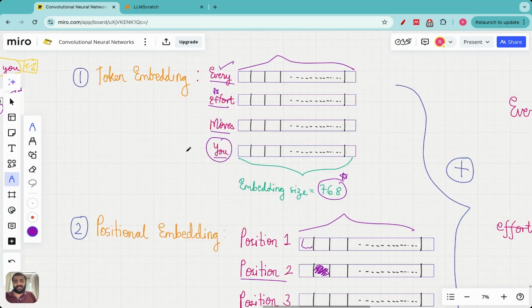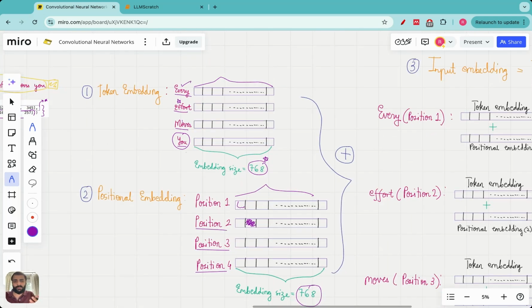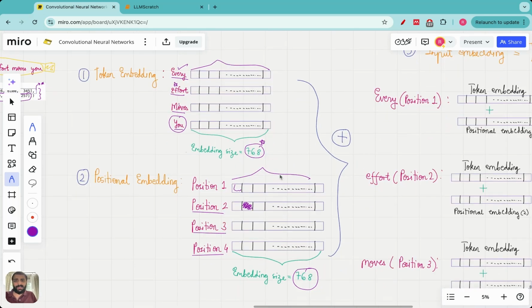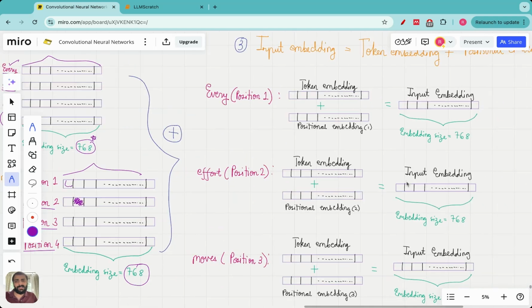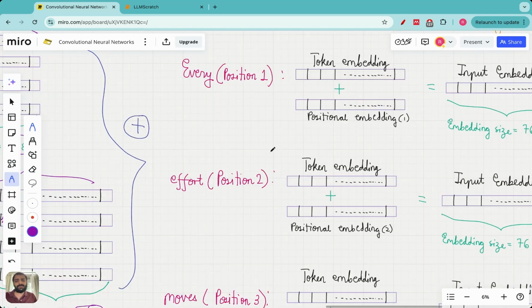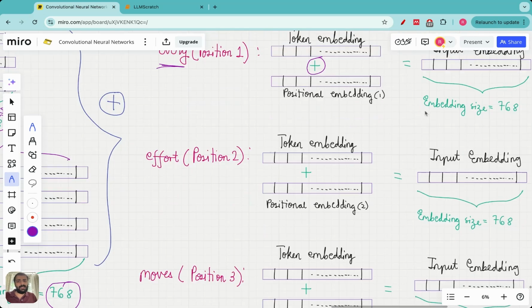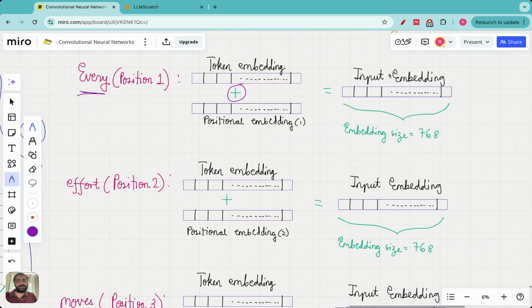token embedding. And the reason for this is, in the third step, what we are going to do is that we are going to add the token embedding for each token along with the positional embedding. So if you go to step number 3, which is seen on the screen right now, let me zoom in further. For the first word, which is every, it's in position 1. So we are going to take the token embedding for every and we are going to add it with the positional embedding for the first position. And the result is the input embedding for the first token. So since the token embedding and positional embedding have the same dimensions, the input embedding also has the dimension of 768.